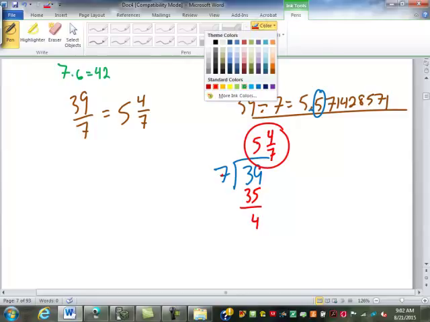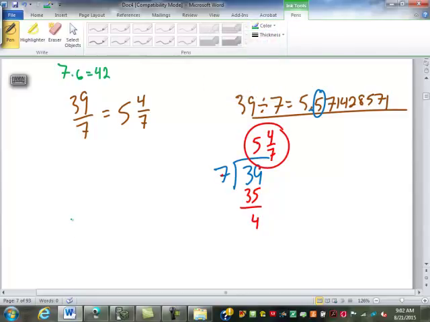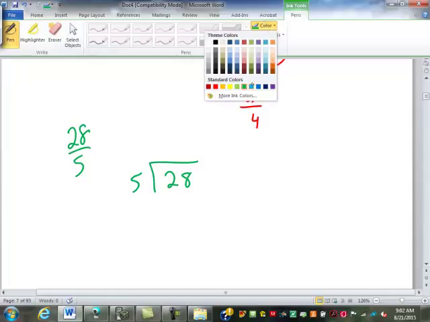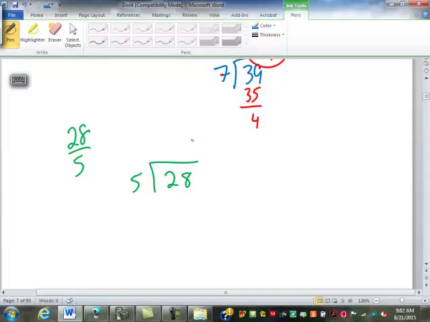So if I were reducing something like 28/5, I'd do the same thing. 28 divided by 5. Let's rewrite that so it actually looks like an 8. 5 goes into 28. 5 times 5, 25. There are 3 pieces left over.